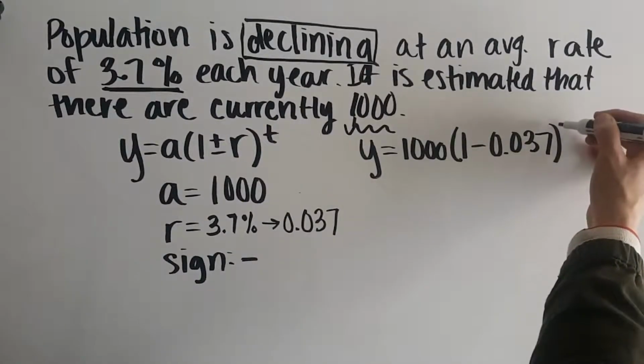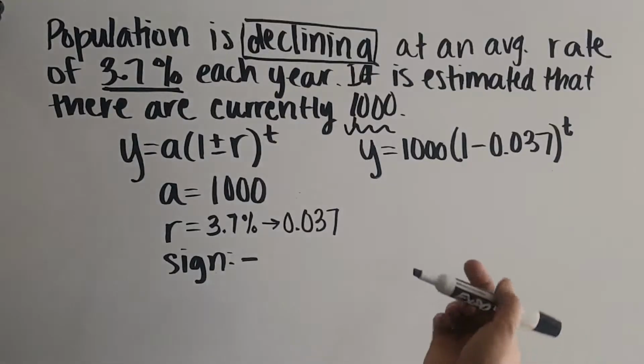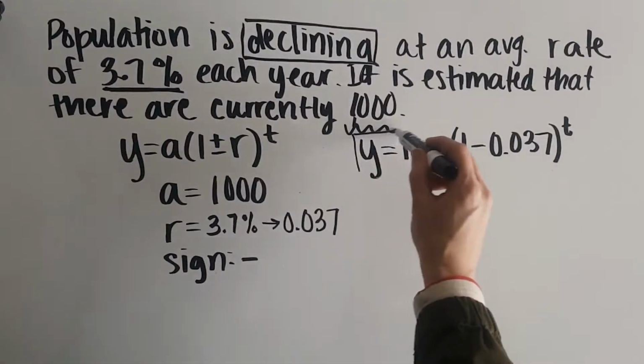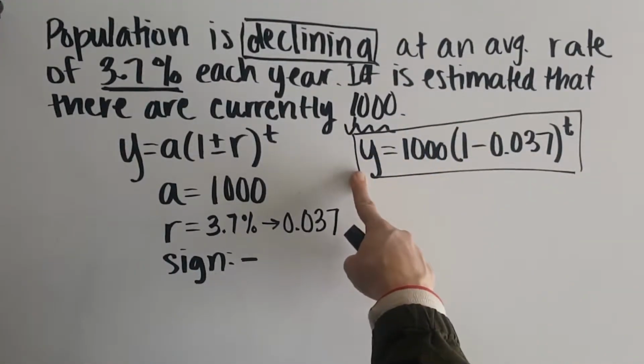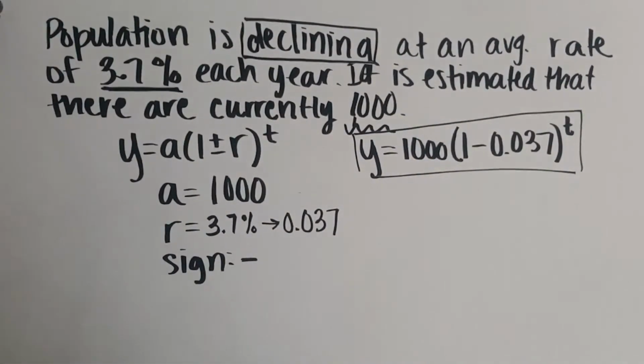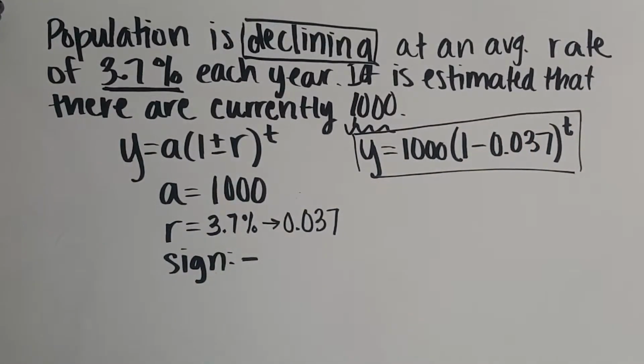0.037 to the power of t. And again, if that's an x, that's okay. It still just represents our independent variable, which in this case would be time in years. So this would be our equation that tells us the relationship of the number of amphibians as a function of time. Now, if we wanted to, we could combine those two and actually do 1 minus 0.037, which would be fine. So now we can use this equation to find things.